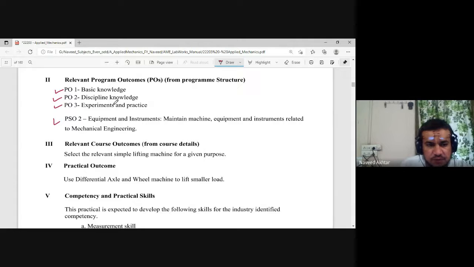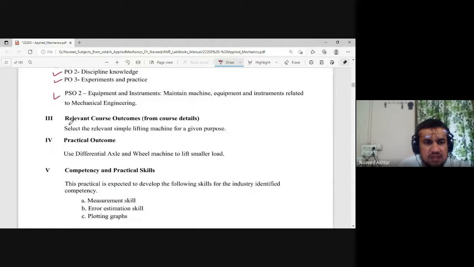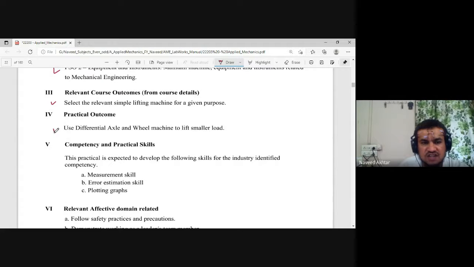You will be able to understand and perform the experiment on it. The relevance of course outcome from the course details: select the relevant simple lifting machine for a given purpose. Practical outcome: use the differential axle and wheel machine to lift smaller loads.